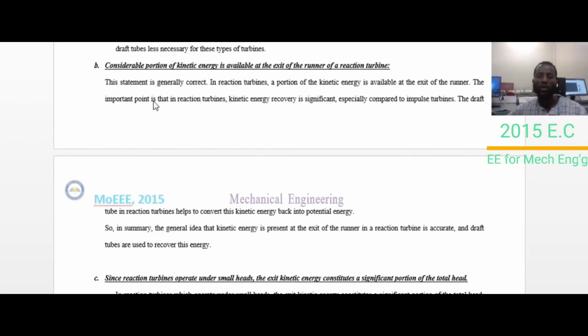And B, considerable portion of kinetic energy is available at the exit of the runner of the reaction turbine. This statement is generally correct. In a reaction turbine, a portion of the kinetic energy is available at the exit of the runner. The important point is that in reaction turbines, kinetic energy recovery is significant, especially compared to the impulse turbine. The draft tube in reaction turbines helps convert this kinetic energy back into potential energy. So that kinetic energy is present at the exit of the runner in a reaction turbine is accurate, and draft tubes are used to recover this energy. This is why we prefer draft tubes for the reaction turbine.